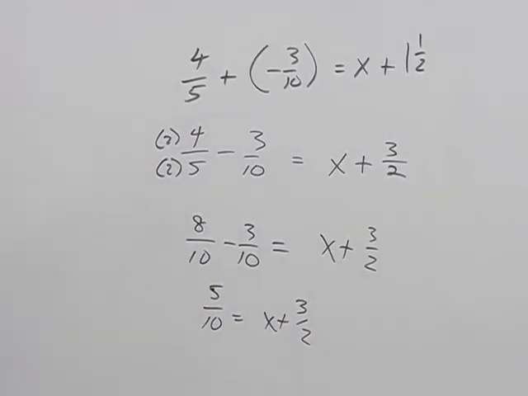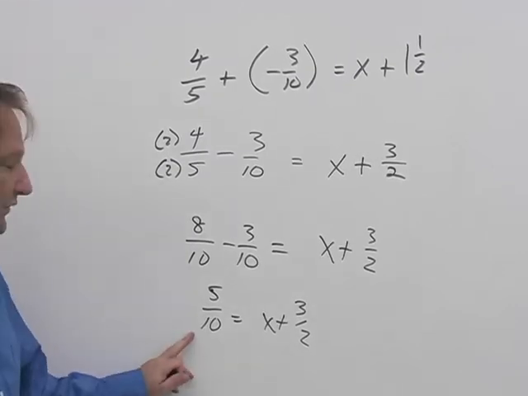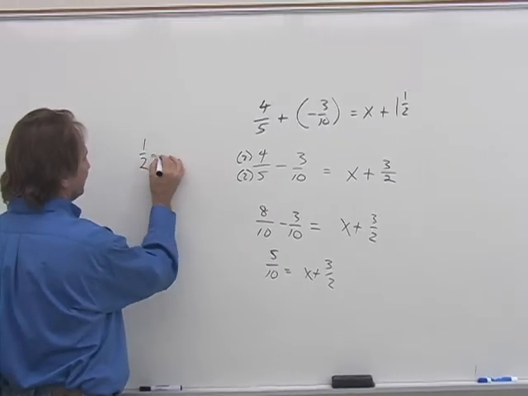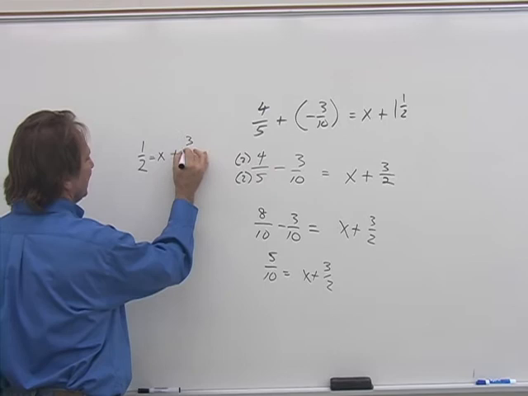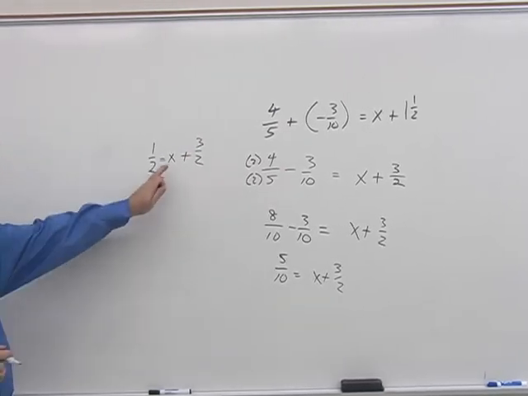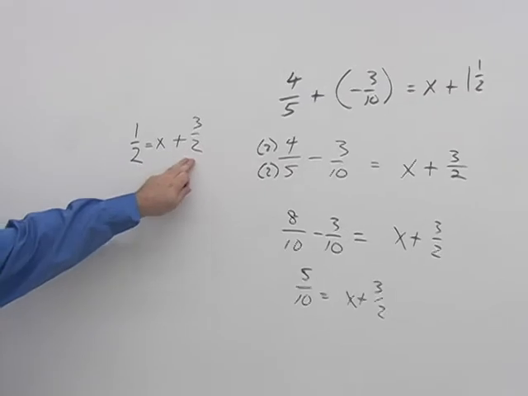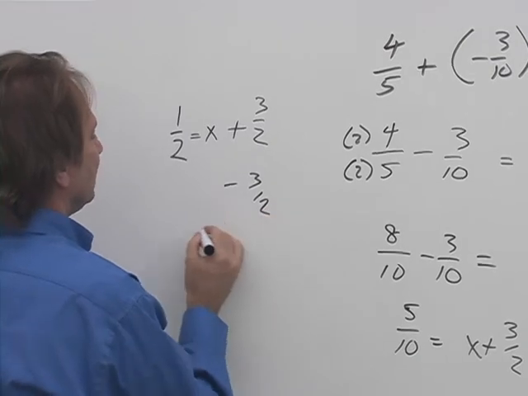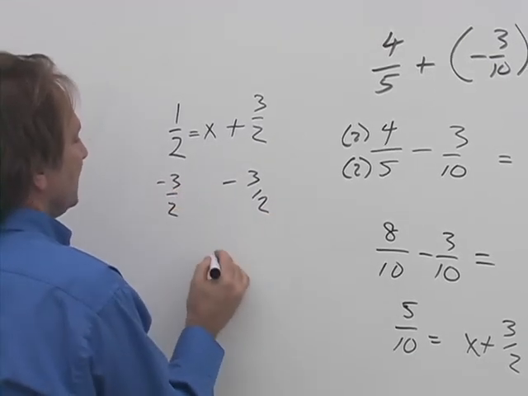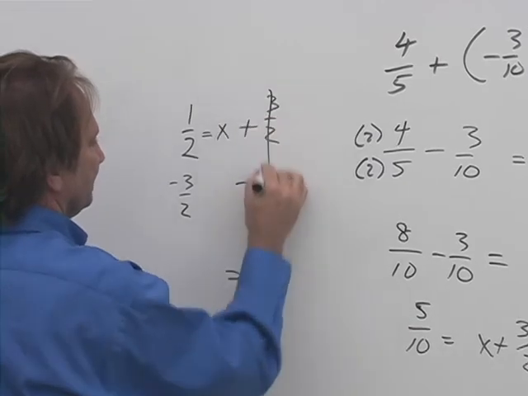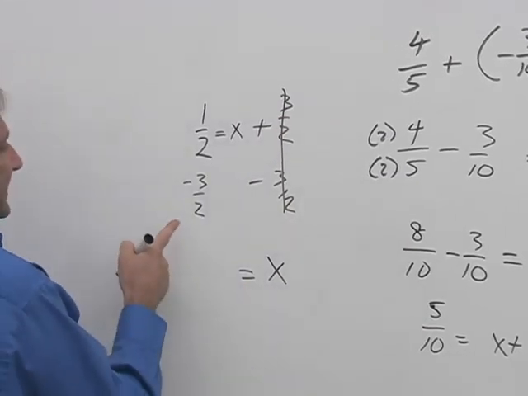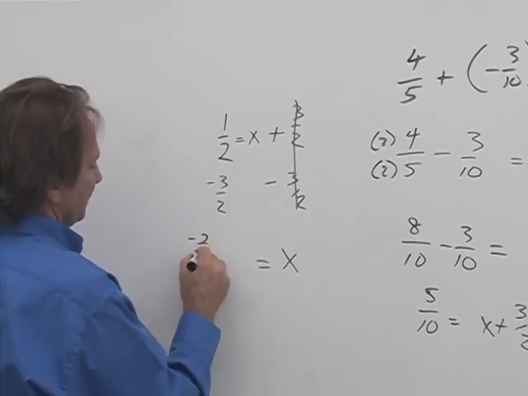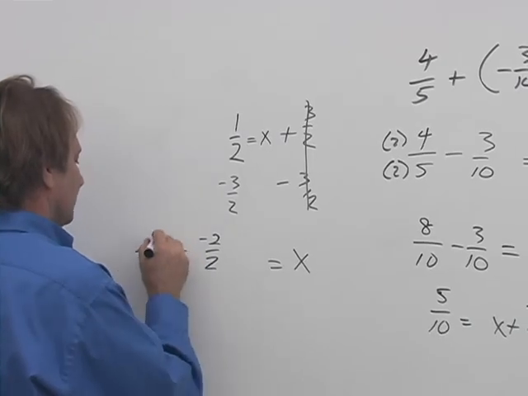Well, 5 over 10 will reduce to 1/2. And so I'll have 1/2 is equal to x plus 3/2. And in order to get x on one side of the equation by itself, I need to subtract the 3/2. I'm going to subtract the 3/2 from this side, and I'm going to subtract it from this side, and I'm going to have an x left on the right side, and I need to consider 1/2 minus 3/2, which is going to be negative 2 over 2, or negative 1.